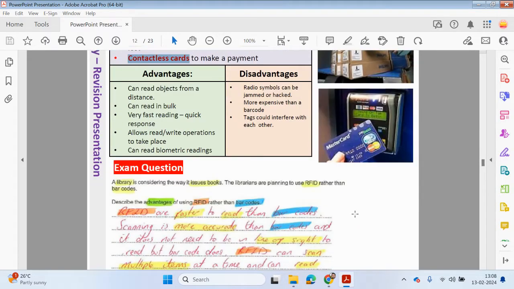The advantage is it can read objects from a distance, can read in bulk. It's very fast reading, so there's a quick response. You can read and write at the same time, so read and write operations take place, and can also read biometric readings. However, the disadvantage is the radio signals can be jammed or hacked. It can be more expensive than a barcode, and the tags could interfere with each other.